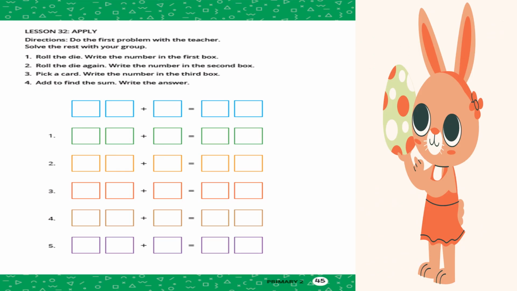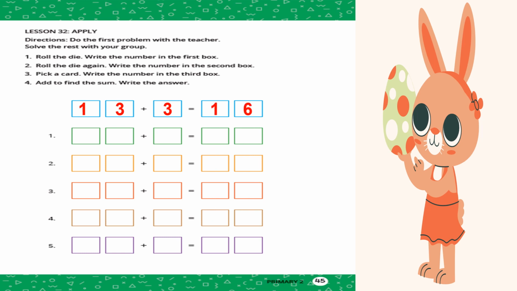Let's move to lesson 32, the apply part. Now let's play a game. I will give you some numbers to add the sum. 13 plus 3. Put the big number on your mind and small number in your fingers. 13 on your mind, 3 on your fingers. After 13: 14, 15, 16.